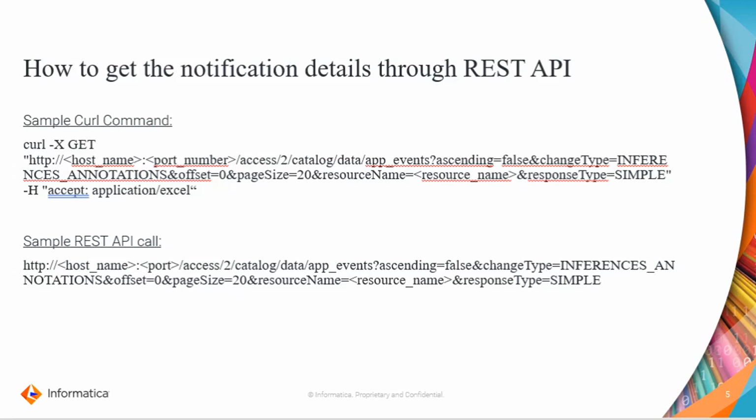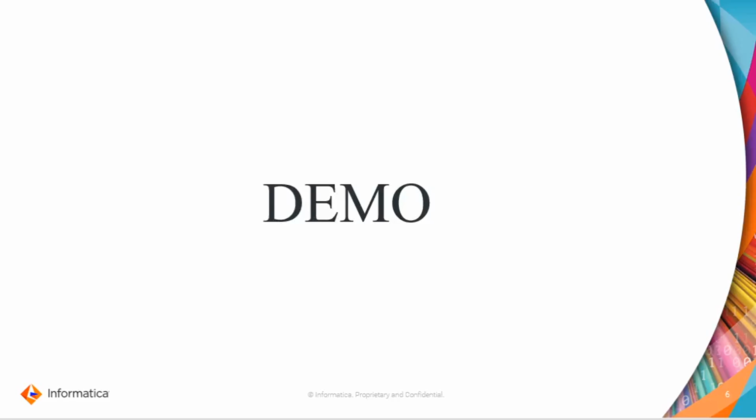Here we can find a sample curl command that can be triggered from the server and the sample REST API call that can be called from the browser to get the notification details through REST API. Let's look at the demo now.